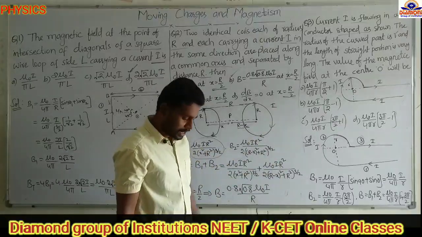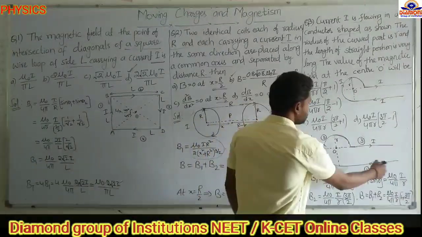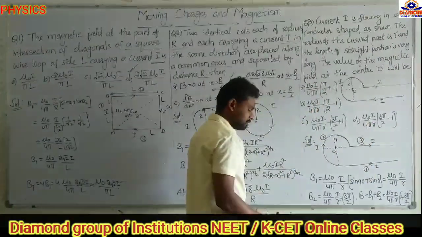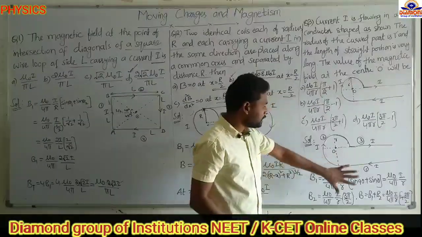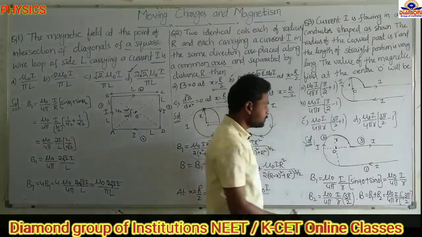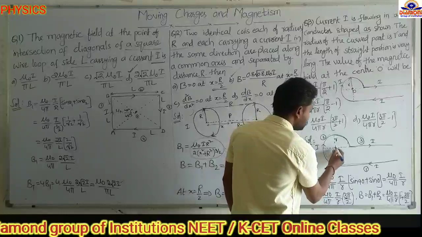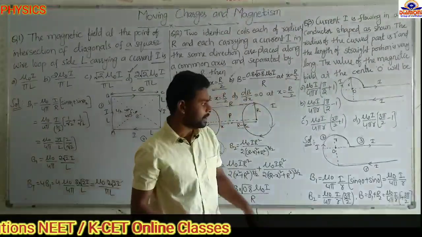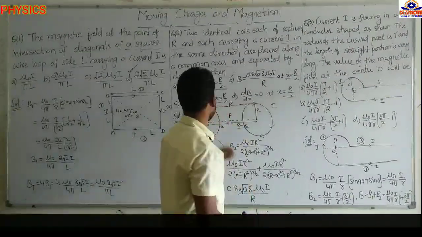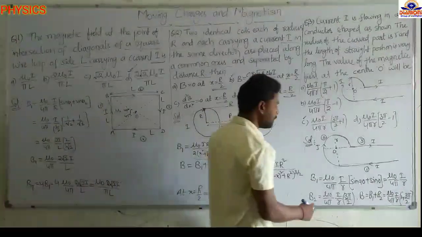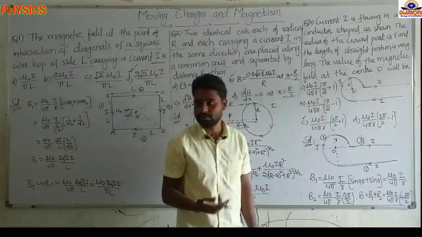I am redrawing the diagram here. Current is going in this direction, which is the clockwise direction. You have to remember, as I already said, the standard formulas. So this is the wire, a semi-infinite length wire, and at this point we have to find the magnetic field. Already in the first problem we discussed, the formula is mu naught by 4 pi into I by r into (sin theta 1 plus sin theta 2).